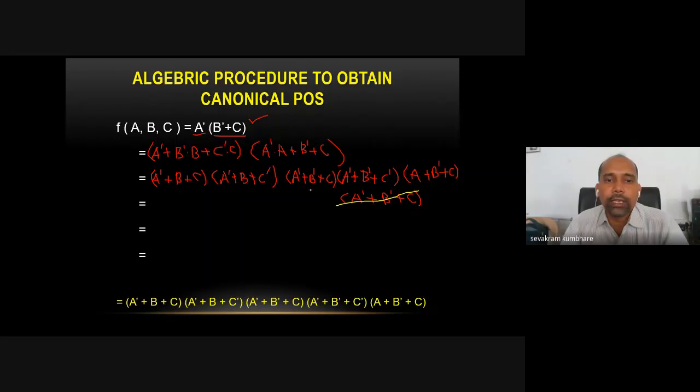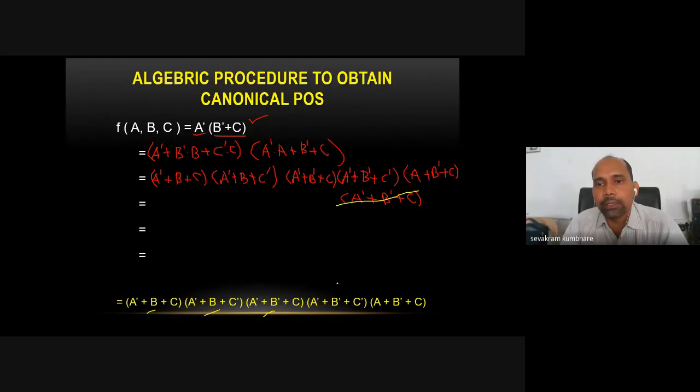So now this I can write down over here. If you just cross verify: A bar plus B plus C bar, A bar plus B plus C. So this is true, right? Then A bar plus B plus C bar. This is true. A bar plus B bar plus C. So this is true.